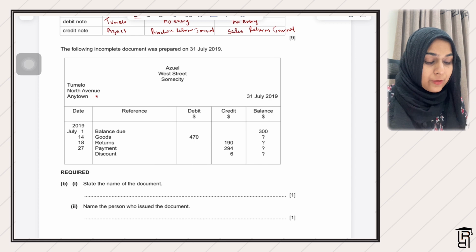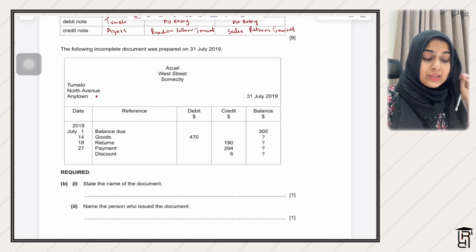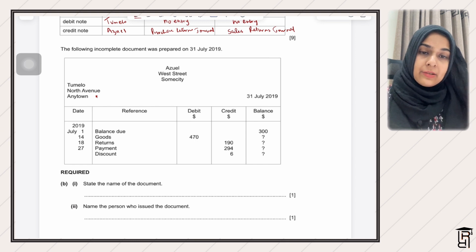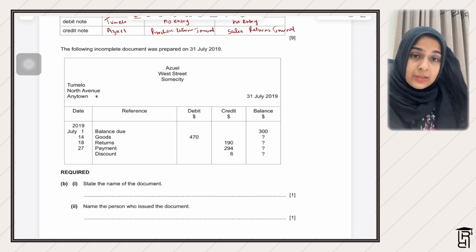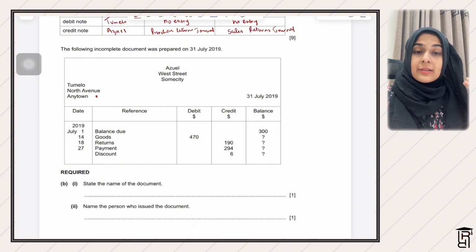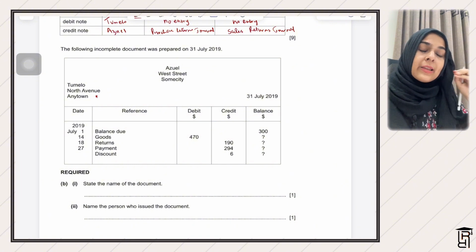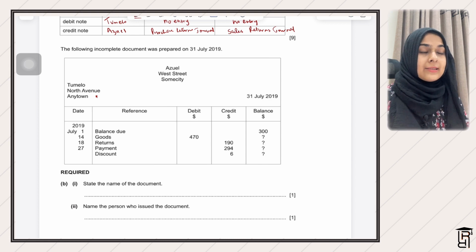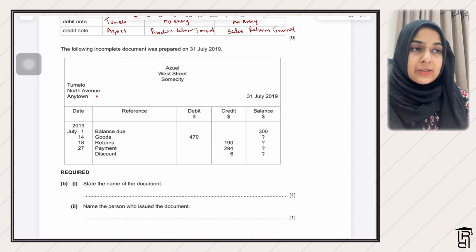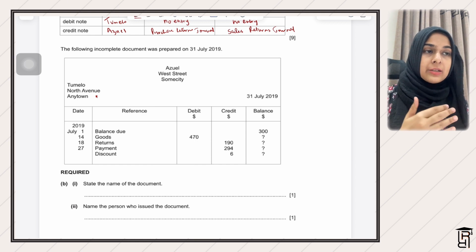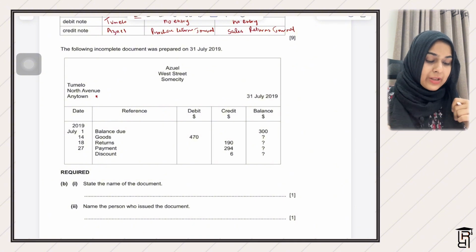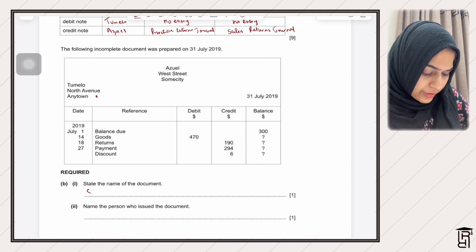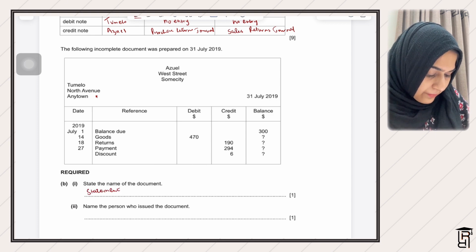If you look at this from Aswell's perspective, on debit, Tamello's balance is increasing because Tamello is a credit customer for Aswell, and credit customers are your assets. So whenever you sell them more goods, your asset increases because they owe you more now. It's like when I'm selling goods to my customers on credit, my customers owe me more now. So in this case, they're saying state the name of the document, and it's a statement of account. So I'll write here statement of account.